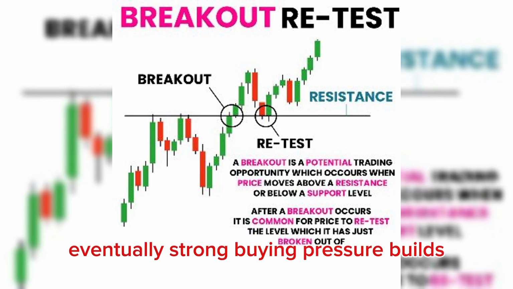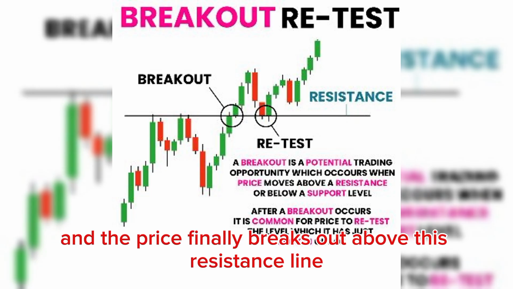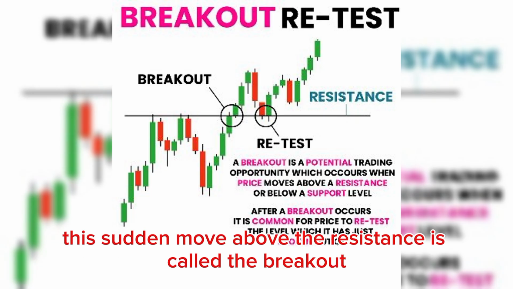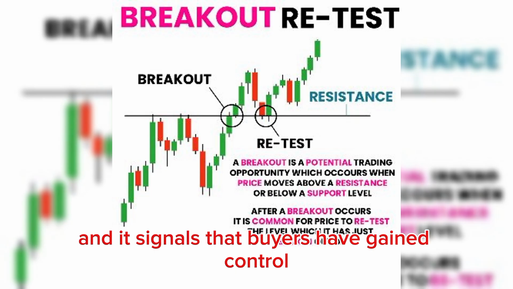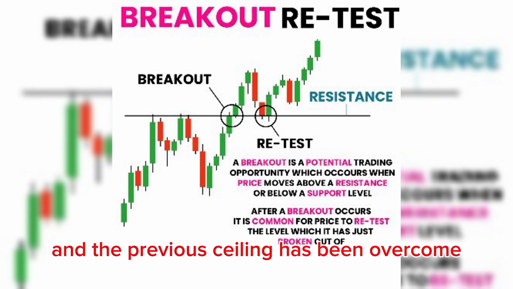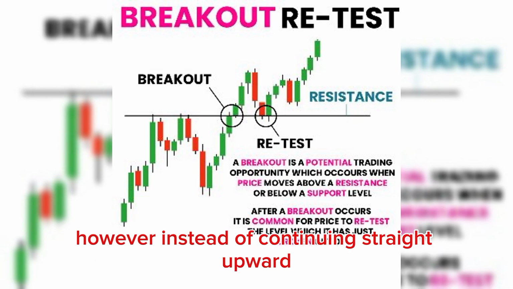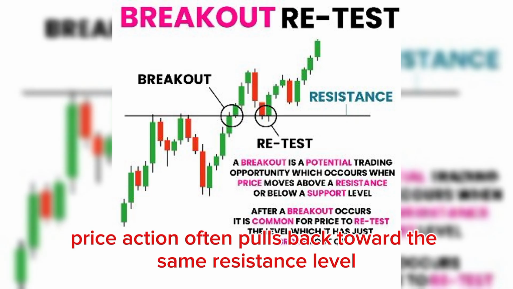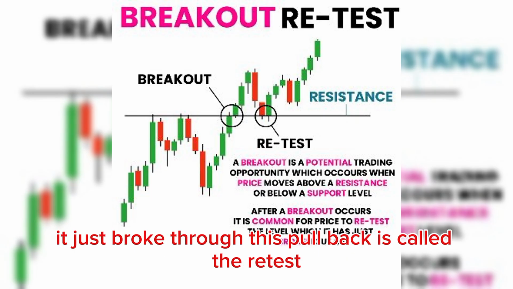Eventually, strong buying pressure builds and the price finally breaks out above this resistance line. This sudden move above the resistance is called the breakout, and it signals that buyers have gained control and the previous ceiling has been overcome. However, instead of continuing straight upward, price action often pulls back toward the same resistance level it just broke through. This pullback is called the retest.